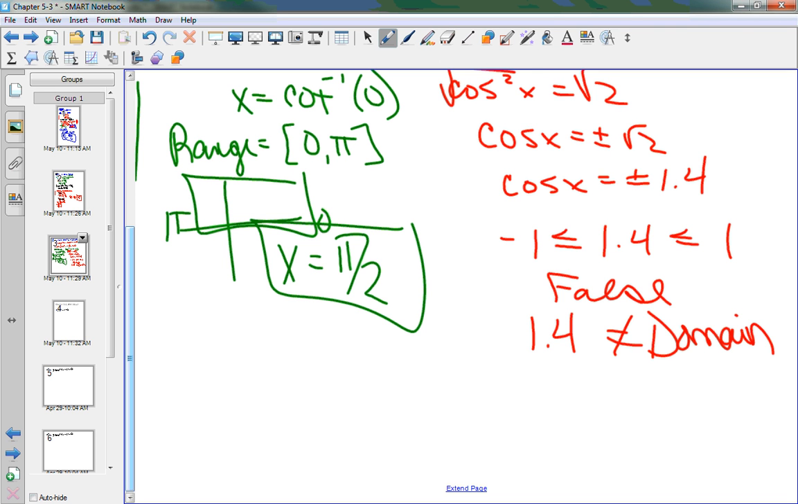Which means 1.4 is not in my domain. So can I do this side? I can't do it because it's not in my domain. You can understand that. So this whole side is null and void. So what is my only answer? Pi over 2. Do we understand that? That's my only answer. Do we get that? Oh boy.